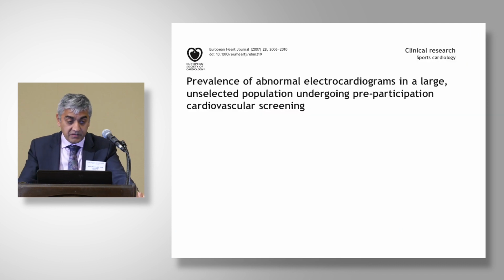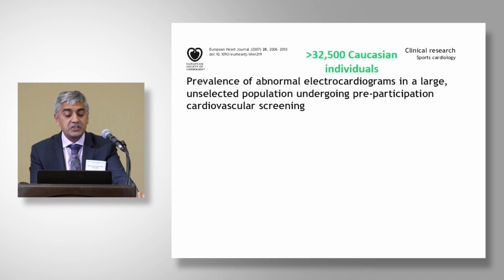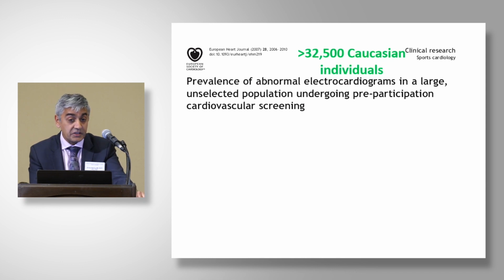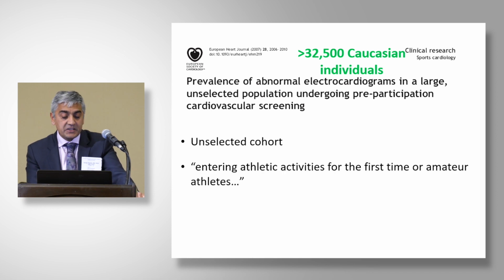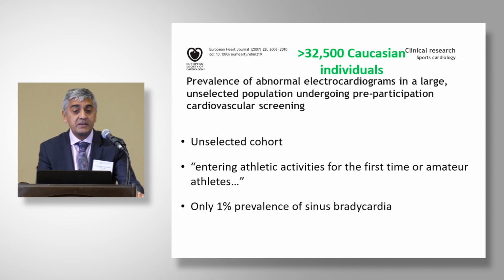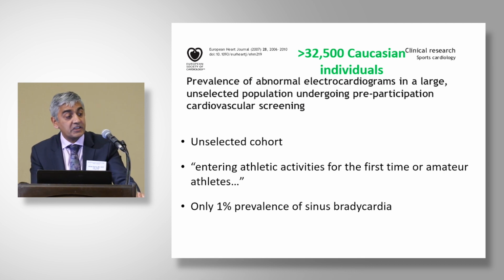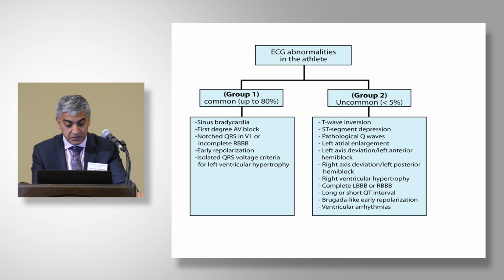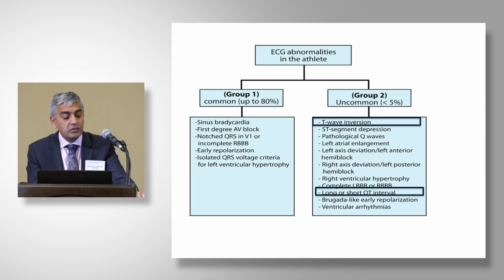Well, this data was derived from a very large unselected Italian population, 32,500 individuals. They were all white, and they were entering athletic activities for the first time or were amateur athletes. And the prevalence of sinus bradycardia in this group was only 1%, so they weren't really athletes. This was derived from a non-select bunch of couch potatoes, and as a result, two things went terribly wrong. T-wave inversion was counted as abnormal in everyone, and we got the wrong levels for QT intervals.